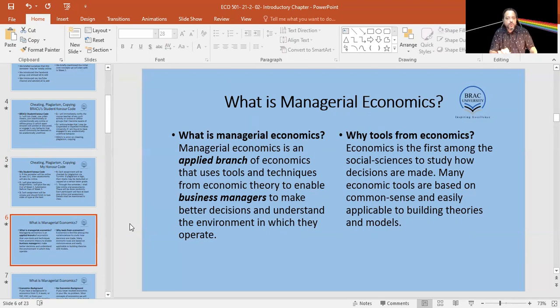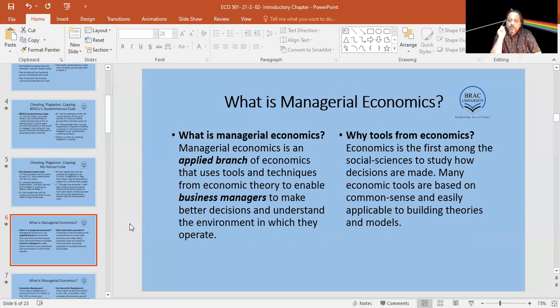Second, this course is a course where business managers, how they take decisions, that will be discussed. This course is not a course where we will be looking at how entrepreneurs and innovators shape their decisions. It's how business managers make decisions using the tools of applied economics. Now, a question may arise. Why are we using tools from economics? Why not another discipline?